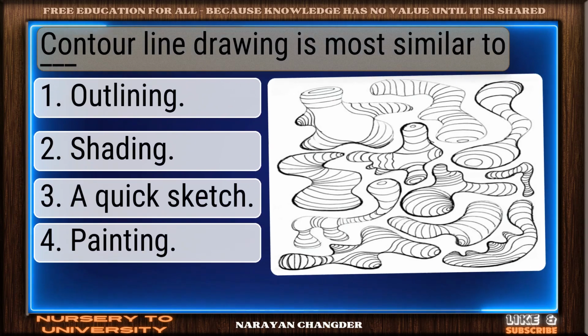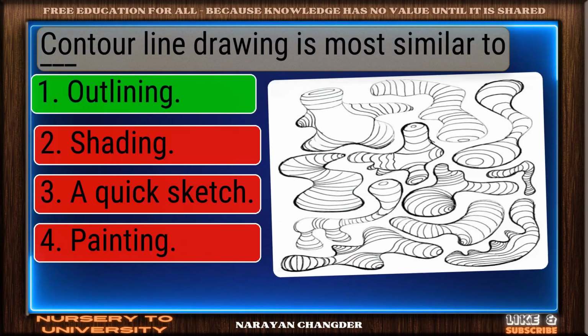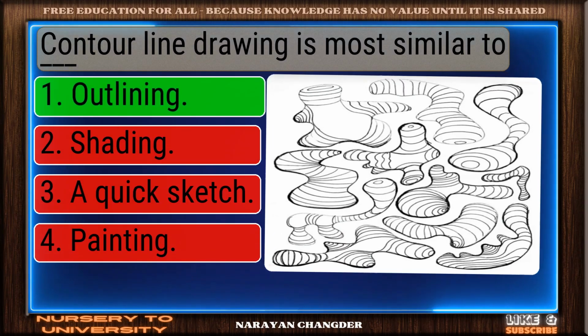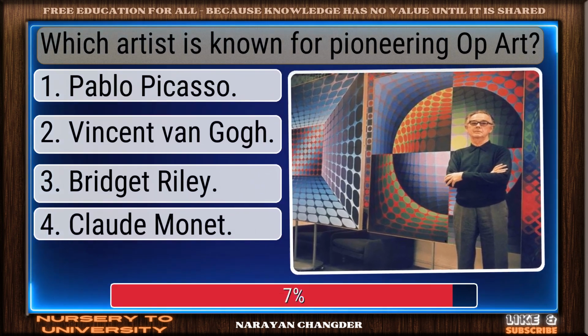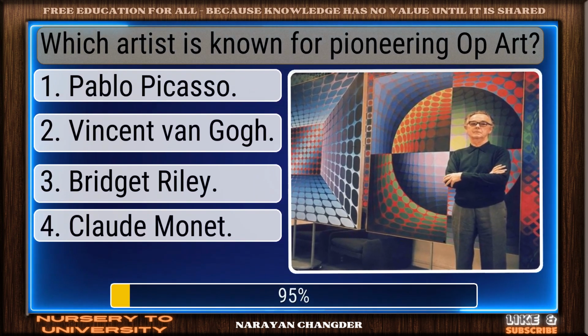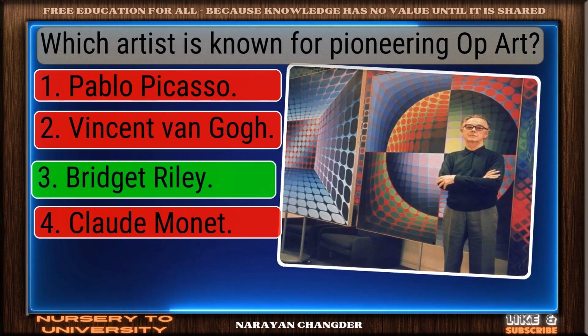Contour line drawing is most similar to dash. Perfect. Outlining is the correct choice. Which artist is known for pioneering op art? Excellent choice. Bridget Riley is the right answer.